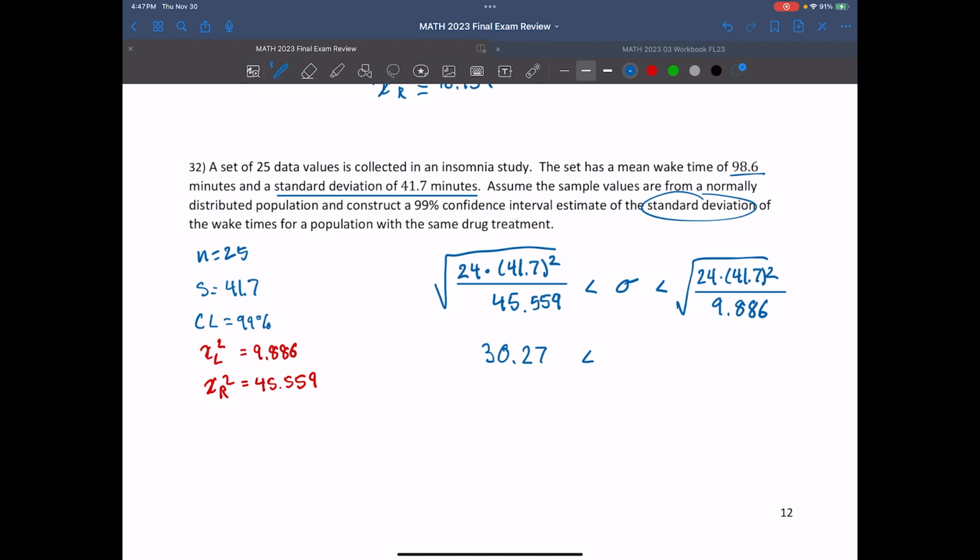30.27 is less than sigma, which is less than, and again, I'm just referencing the solution manual on a separate screen. So that is going to be 64.97 for the right bound.